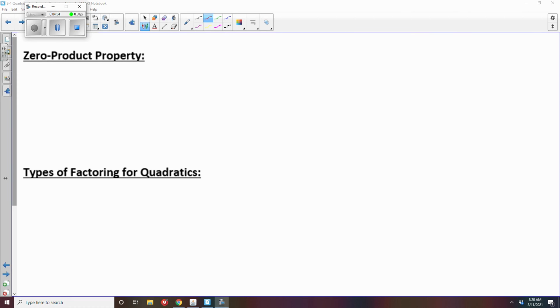So our next vocabulary word here is the zero product property. Zero product property means we're going to focus on 2 things. Zero, and what does the word product tell us to do? Multiply. So if we're multiplying by 0, what's anything times 0? 0. So anything times 0 is 0.